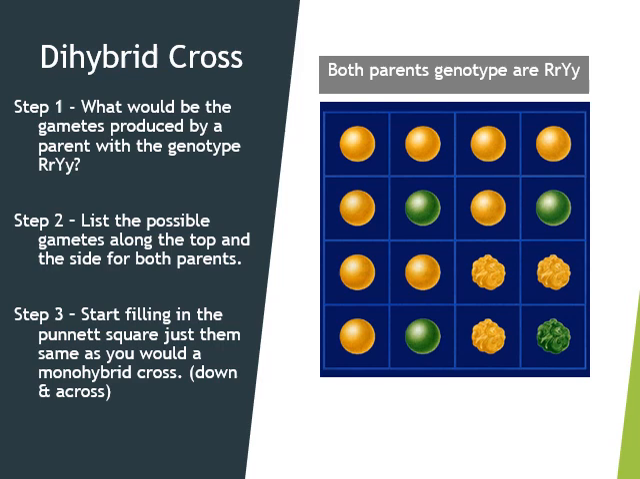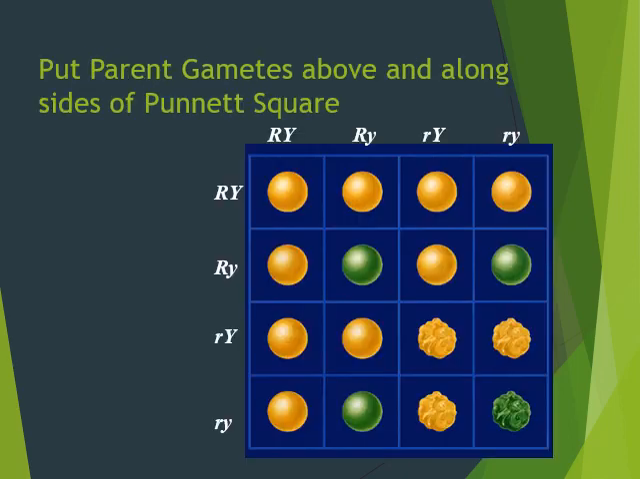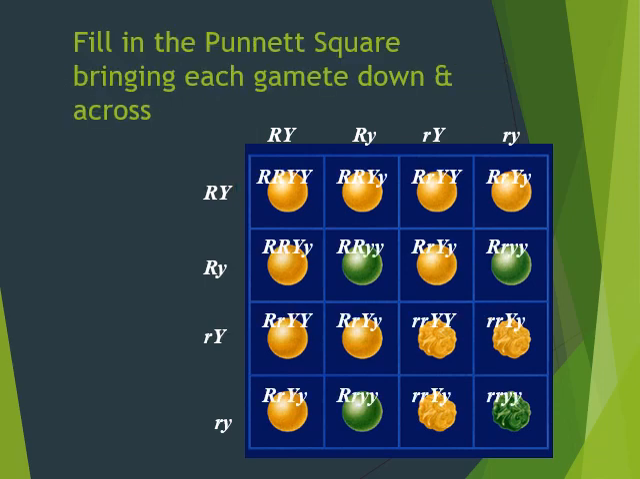So we need to figure out what would be in each of the sperm and the egg cells and then fill that in. Our gametes for the dihybrid cross, once we've done that FOIL method, which I've gone through before and I'll review with those of you in class with me, would be big R big Y, big R little y, little r big Y, and little r little y. We place those on the top and the sides, and then we bring them down and across to meet each other, just like we do with a regular Punnett square. This is the dihybrid cross.